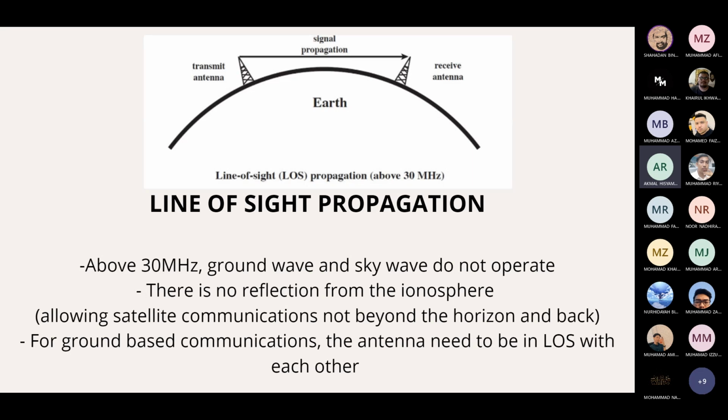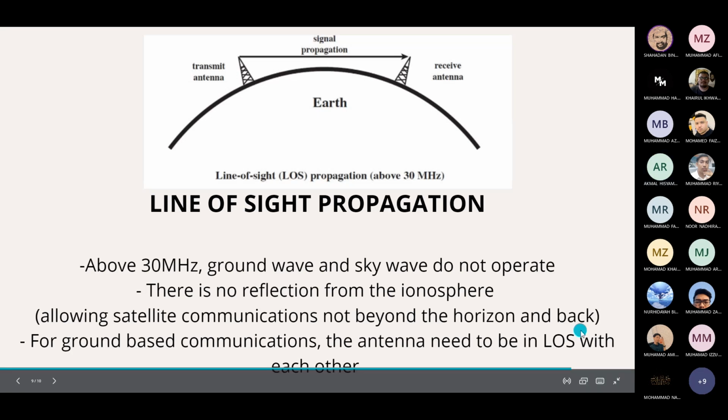Okay, now I will be presenting about the line of sight propagation. Okay, in line of sight propagation, one of the condition for it, the antenna satellite must be in line of sight above 30 megahertz. Ground wave and skywave do not operate at all. There is no reflection from ionosphere, which allow satellite communication not beyond the horizon and back. For ground-based communication, the antenna need to be in line of sight with each other.